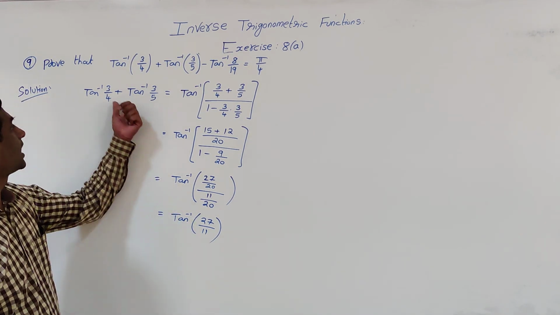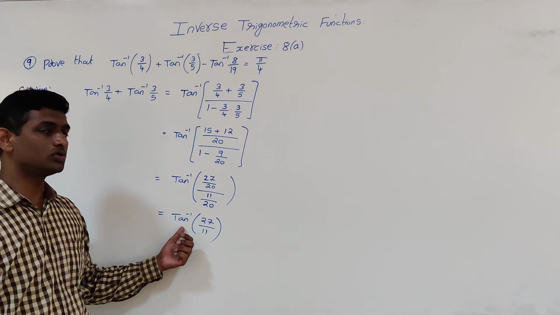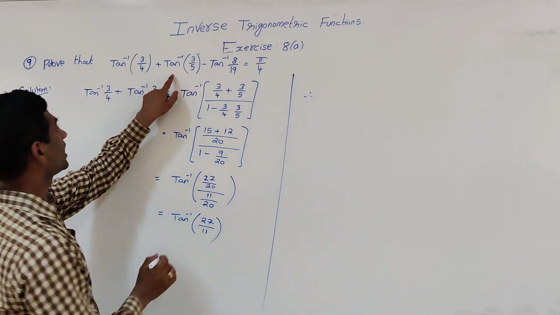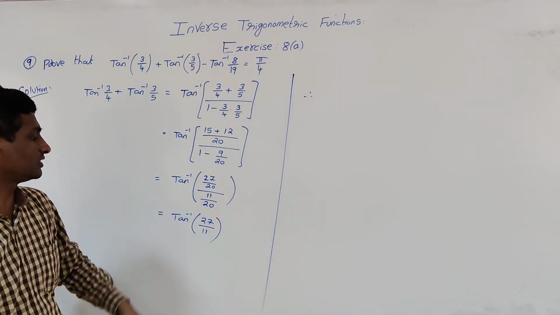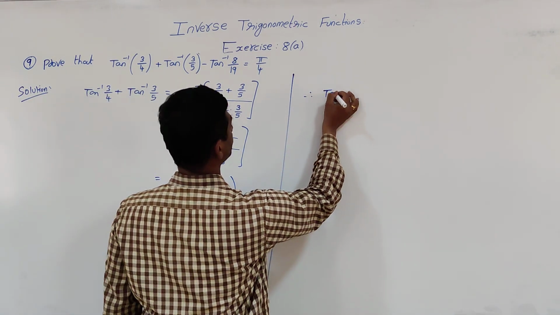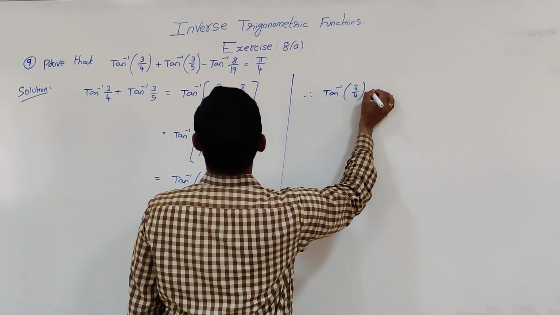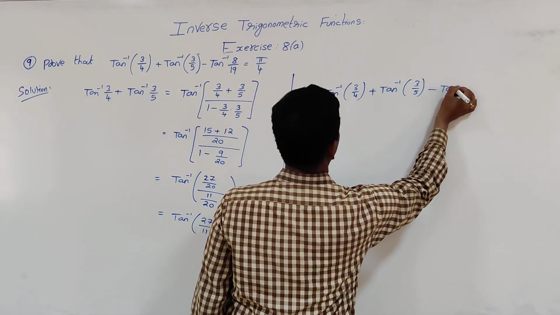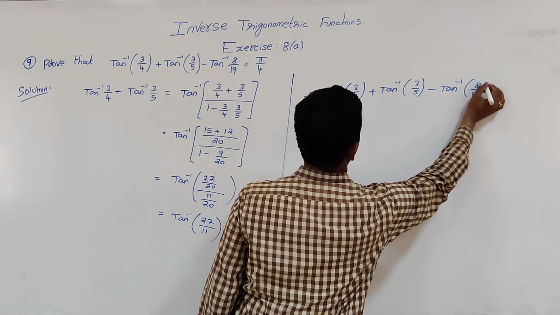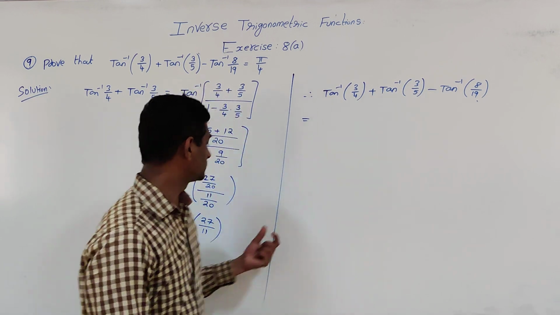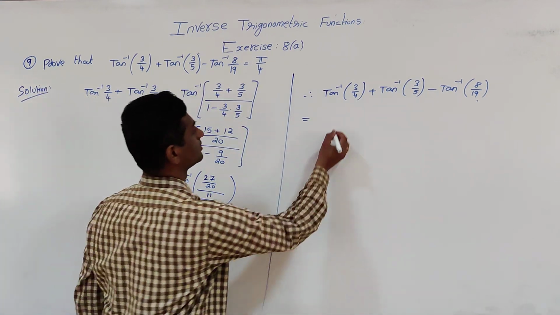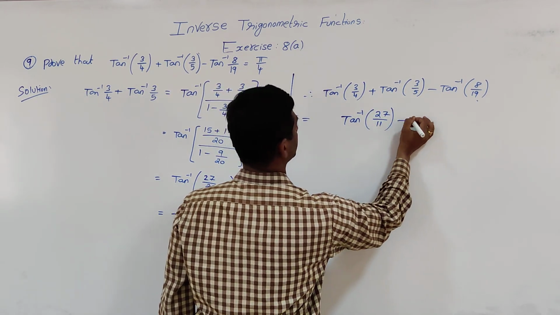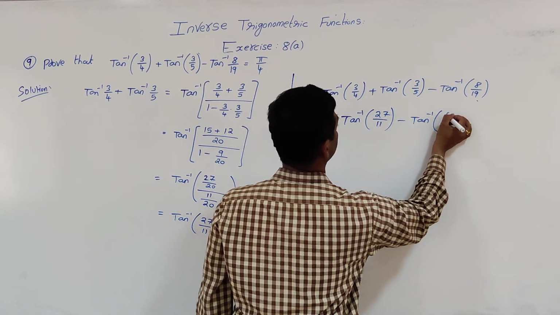So the value is, the tan inverse of 3 by 4 plus tan inverse of 3 by 5 is equal to tan inverse of 27 by 11. So the left hand side, the first two terms is reduced to tan inverse of 27 by 11. So tan inverse of 3 by 4 plus tan inverse of 3 by 5 minus tan inverse of 8 by 19. So the first two terms is reduced to tan inverse of 27 by 11. So tan inverse of 27 by 11 minus tan inverse of 8 by 19.